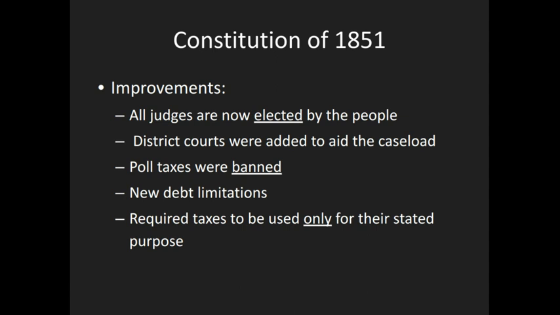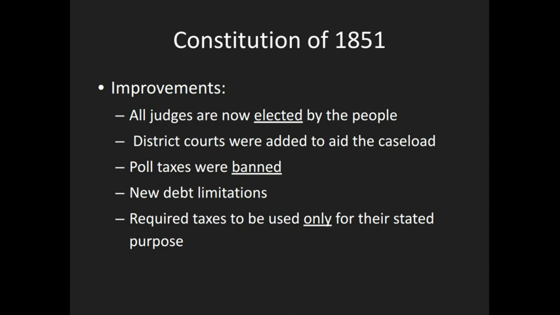Poll taxes were banned. And really the only reason why we put that in here is that the state of Ohio was way ahead of their time. Remember, poll taxes were banned under the 24th Amendment, but that was way later than 1851. So Ohio was kind of leading the curve there. There were now new debt limitations, meaning that the government could only borrow so much money before they had to stop. And the 1851 Constitution required taxes to be used only for their stated purpose.